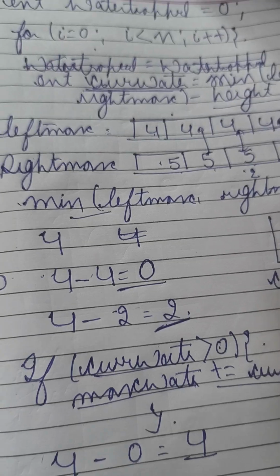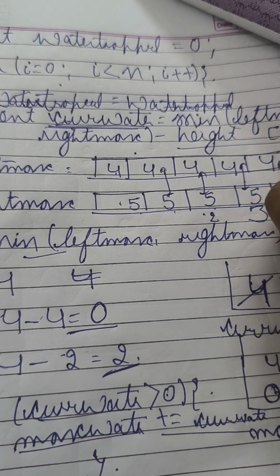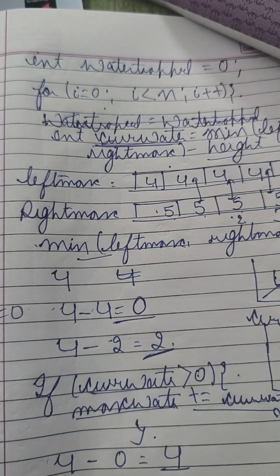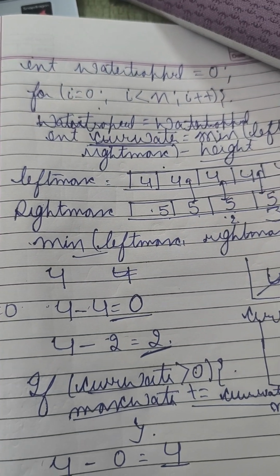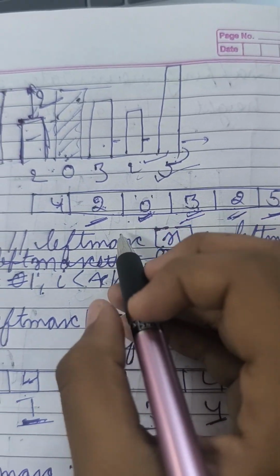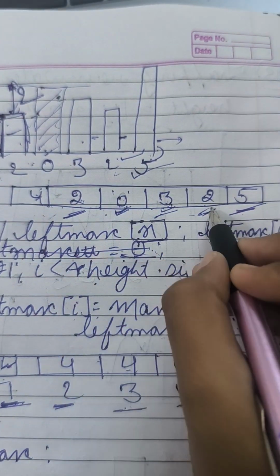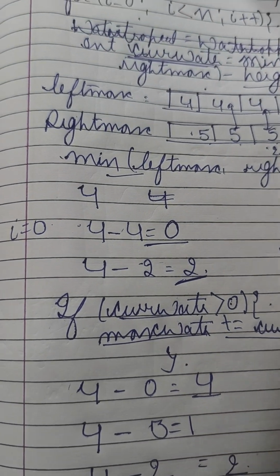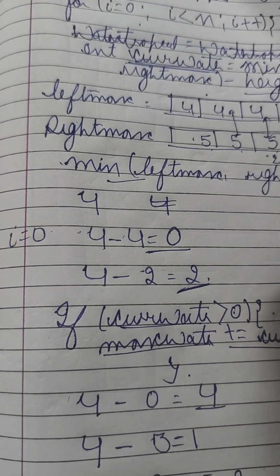Now moving towards the fourth element, again we are finding the minimum of left max and right max, which is 4, minus height of I. Just check at the fourth index what is there in the height of I. It's 0, 1, 2, 3, 4, it's 2, right? So 4 minus 2 is going to give you 2. Now in current water, 2 is going to be stored over here.